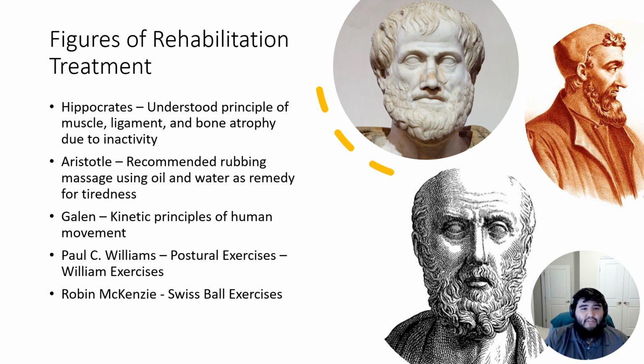Other important figures, of course, that are included is Paul C. Williams, who made a series of postural exercises that strengthened the spine, extensors, and flexors for back pain. Robin McKenzie basically helped with that with his exercises. His mainly were the exercises posteriorly of the spinal disc, but kind of corroborated with the exercises known as the Williams exercises, and hers are Swiss ball exercises that we see nowadays. They're basically a staple in any physical therapy environment, office.